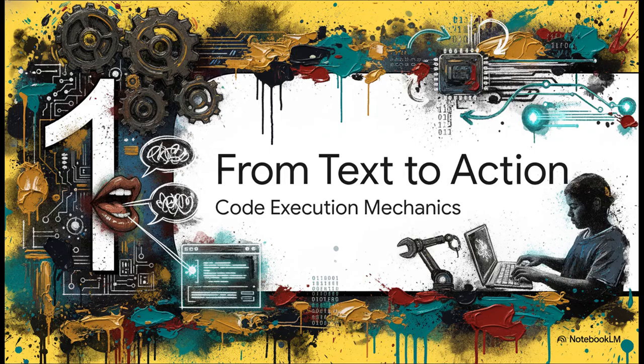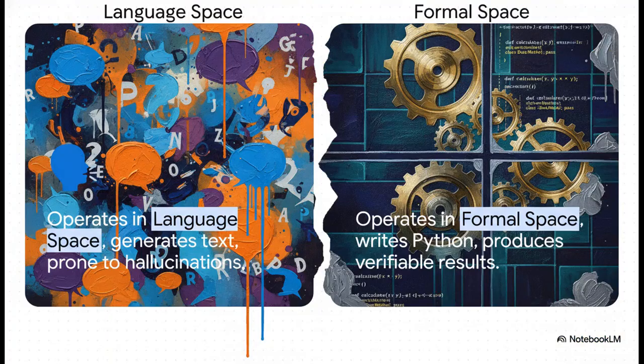Let's look at the mechanics of code execution. To really grasp the mechanical difference between an AI that just talks and one that actually does things, we have to contrast two very different environments. Traditional generative AI operates strictly in what we call language space. Basically, it generates text based on probabilities, guessing what word logically comes next. Now, it sounds highly plausible, but it is super prone to hallucinations the second you ask it to do complex logic.